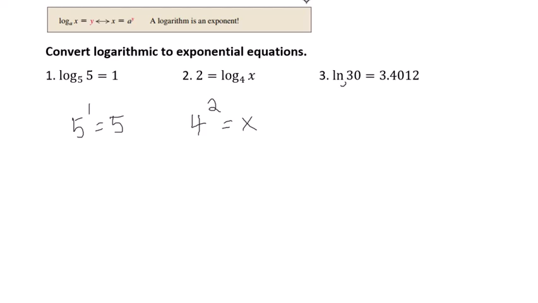Ln, remember ln has base e, so this is e to the 3.4012, and that equals 30. And you can probably check that on your calculator, maybe a little off because of rounding.